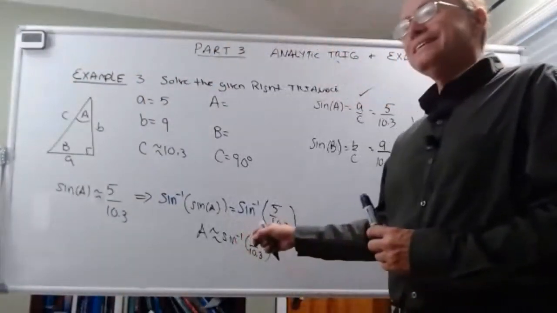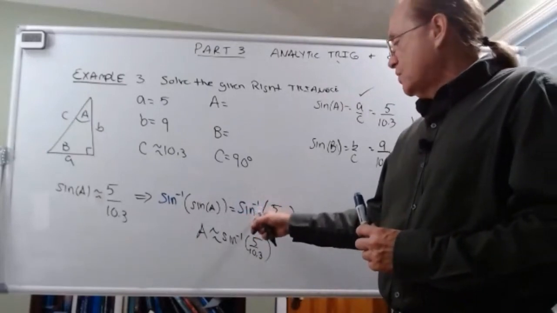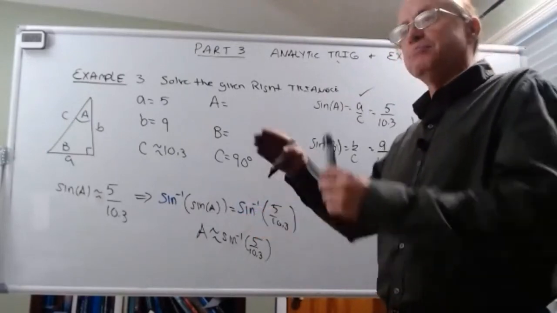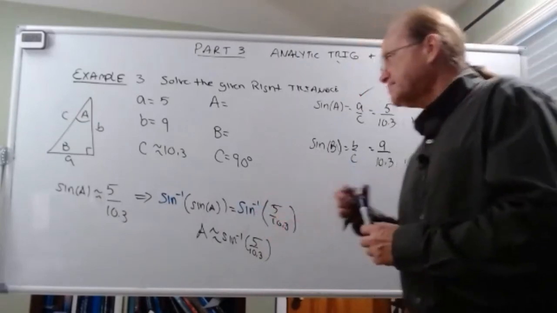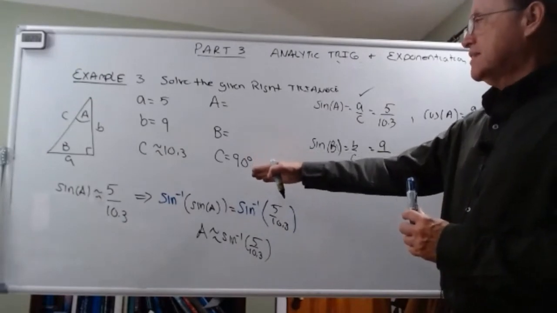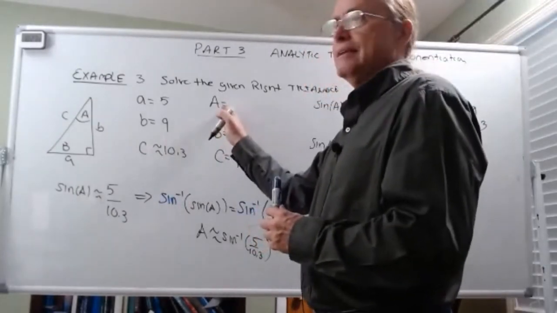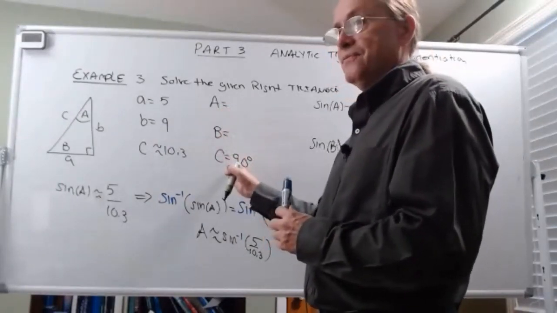Now remember, what is the range of the arc sine? Well, the range of the arc sine, remember, is minus 90 to plus 90. It gives me something from negative 90 to plus 90. Now, if I'm looking at this triangle, A can't be greater than 90 because C is 90.